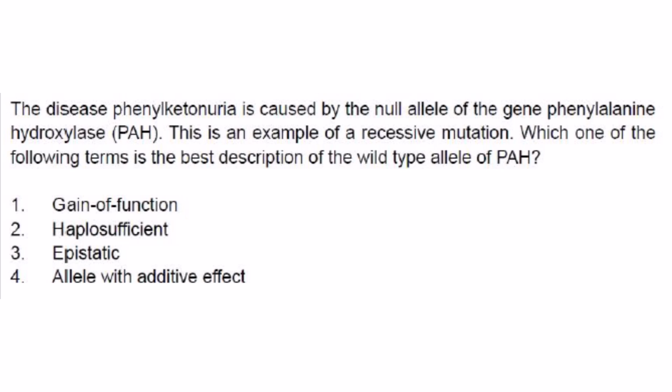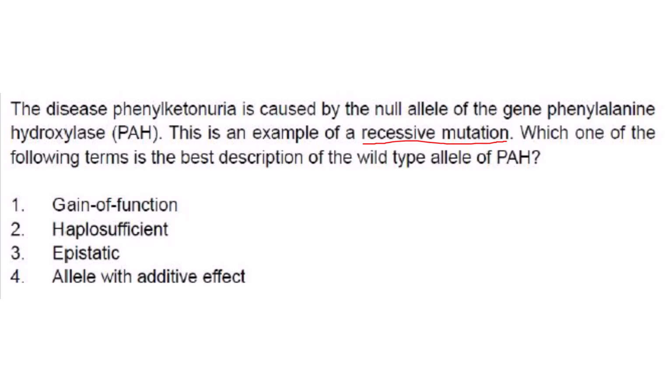Okay. The disease phenylketonuria is caused by the null allele of the gene phenylalanine hydroxylase. Okay. Now what is this null allele? Null allele is nothing but it is a version of the gene or an allele of the gene that has lost its normal function. Okay. And it is an example of recessive mutation, that is, if the wild type is capital A and the mutant is small a, then a recessive mutation means it will have both small a to be present to cause the disease. Okay, the person should have the genotype small a small a to cause the disease.